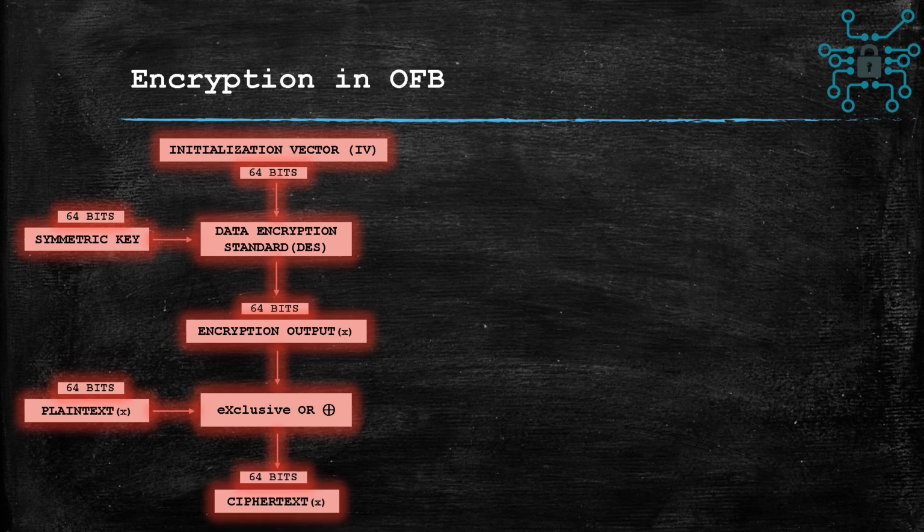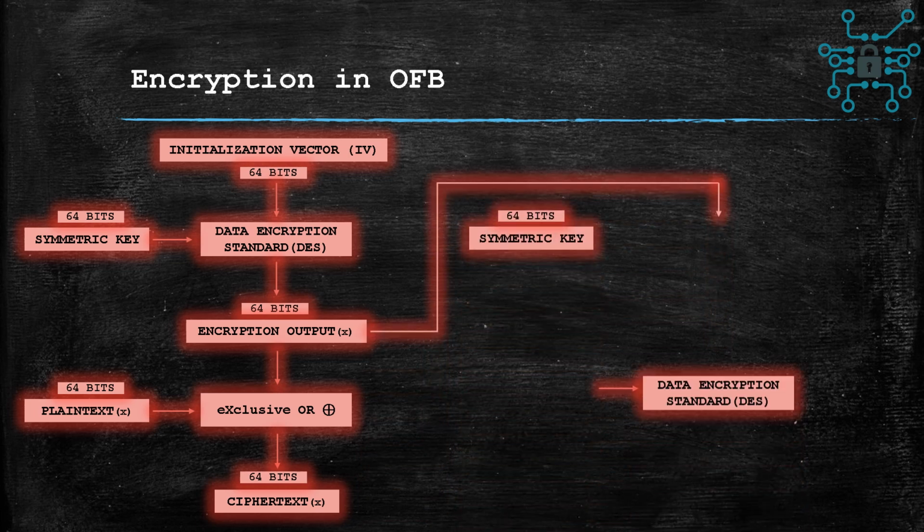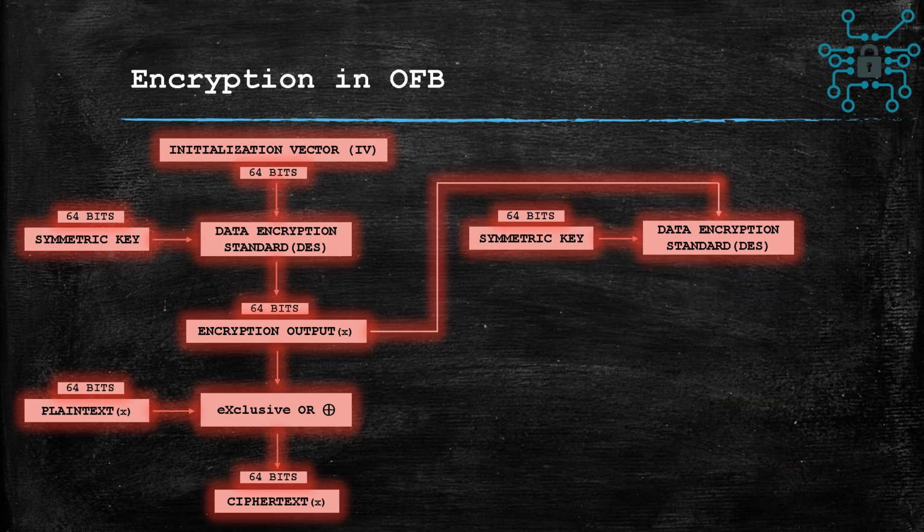The encryption output of the first encryption cycle is the feedback used as the input to the block cipher DES alongside the same symmetric key in the subsequent encryption stage. It is important to note that the symmetric key is the same exact one used on the previous stage, with the same number of bits, and is the same block cipher as well. As such, a new 64-bit encryption output X plus 1 is generated from this stage.